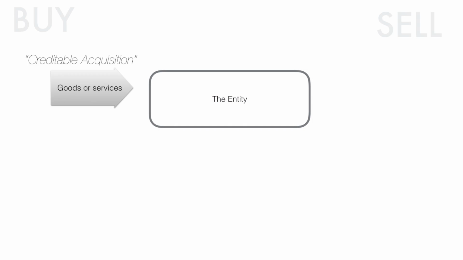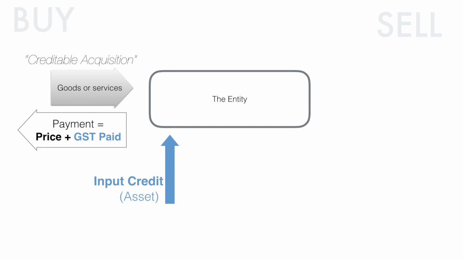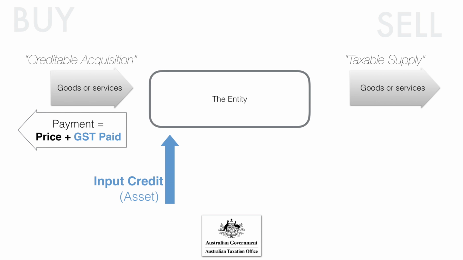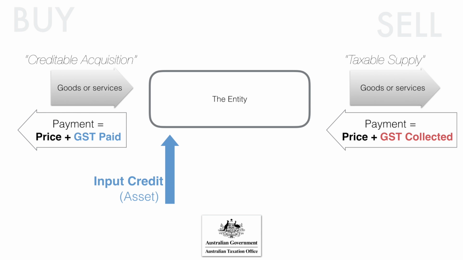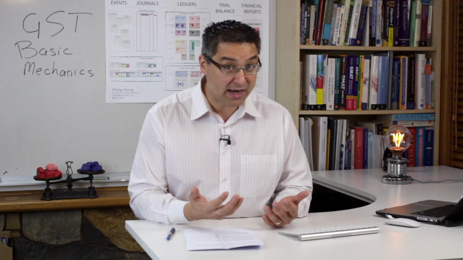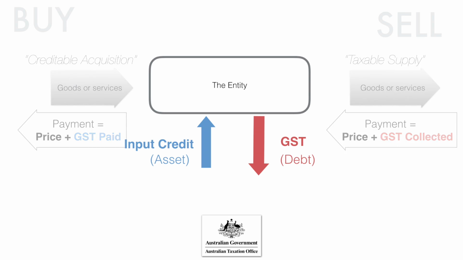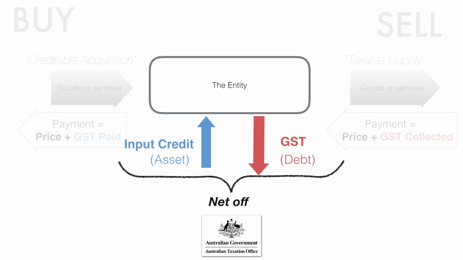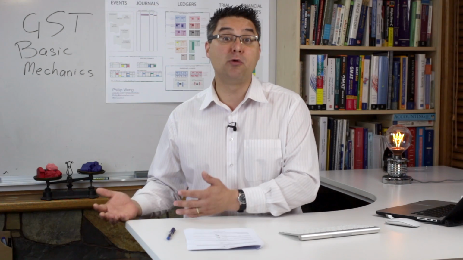When a business makes a creditable acquisition, that is, a purchase of a good or service, they will pay the price plus GST. This is then claimed back as an input tax credit from the ATO, being 1/11 of the final GST inclusive price paid. Conversely, every sale must charge GST collected, which is recorded as a debt because you now owe that cash to the ATO. At the end of the BAS reporting cycle, the business will net off the GST against the input tax credits claimed, and it will remit the remainder.